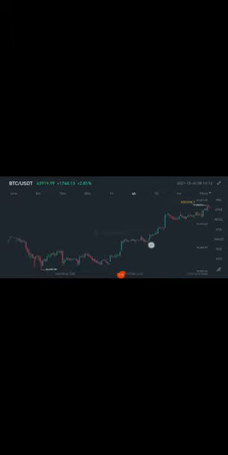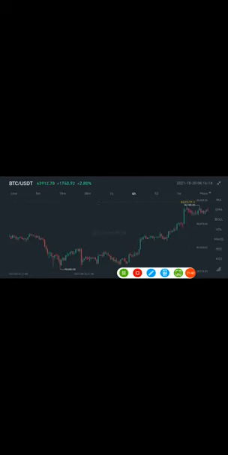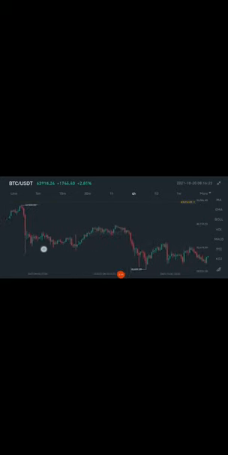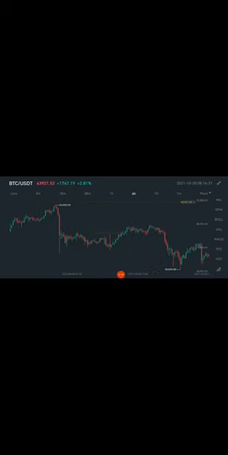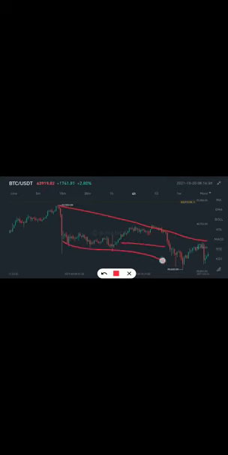Okay, let's continue. Moving in an uptrend direction. Now if you notice here, what is the direction of the price? The direction of the price from this point is a downward movement.